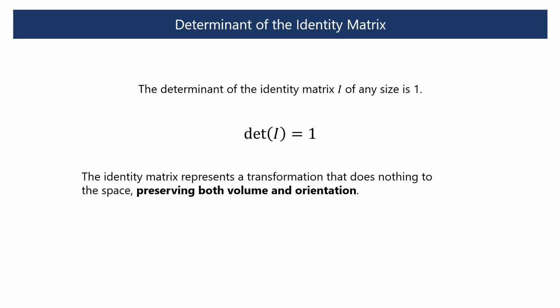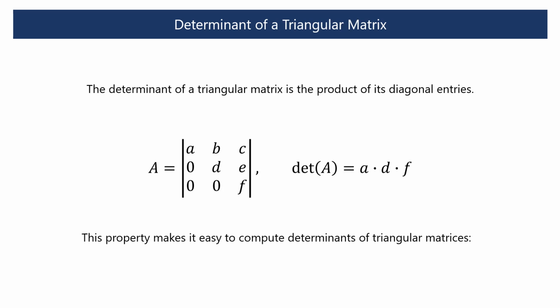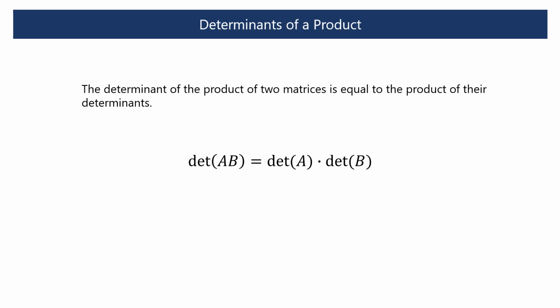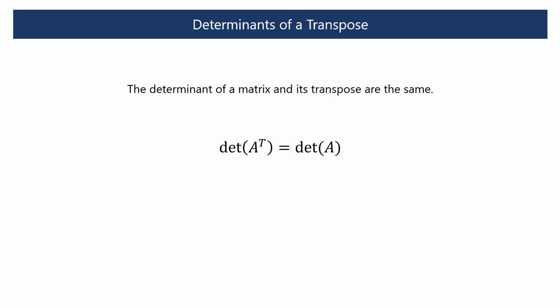First, the determinant of the identity matrix of any size is 1. The identity matrix represents a transformation that does nothing to the space, preserving both volume and orientation. Second, the determinant of a triangular matrix is the product of its diagonal entries. This property makes it easy to compute the determinants of triangular matrices. Third, the determinant of the product of two matrices is equal to the product of their determinants. Fourth, the determinant of a matrix and its transpose are the same.